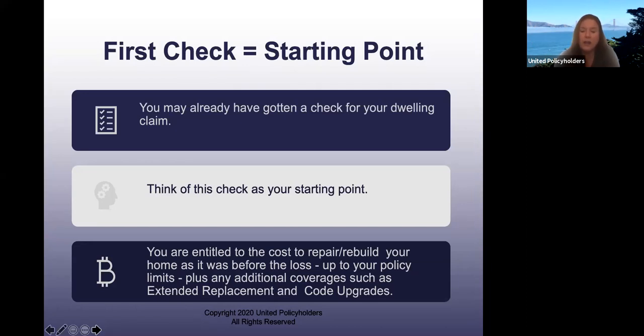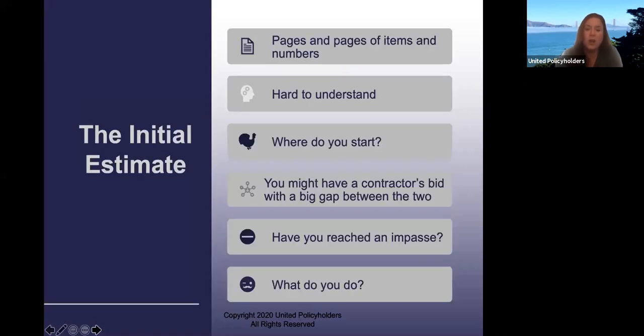So what you're entitled to under the law in California is the cost to repair or rebuild your home exactly as it was before the loss, okay? Up to your policy limits, plus any additional coverages like the extended replacement cost coverage and the code upgrade coverages that I was talking about before, okay? So that's what you're entitled to. So what does that mean, okay?